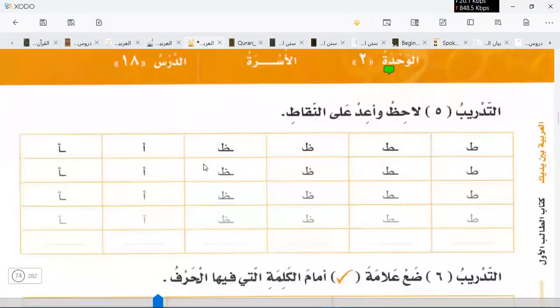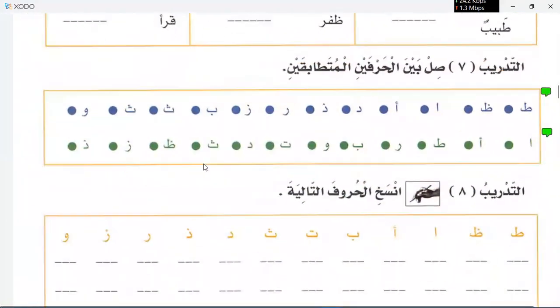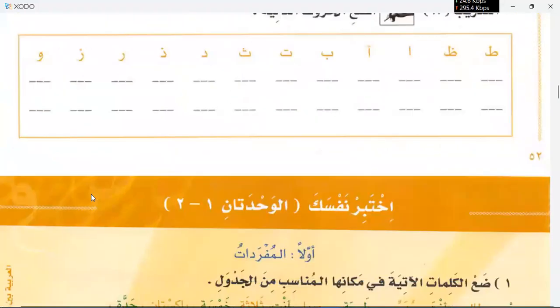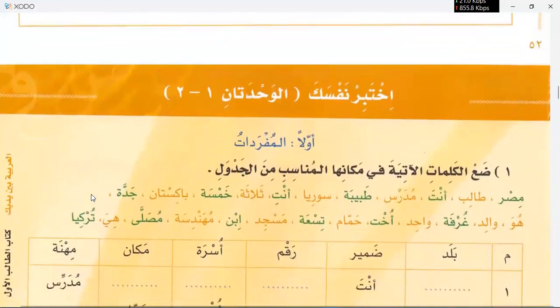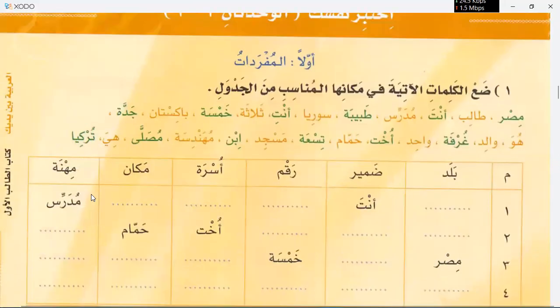You will pass your pen on these as well. No need to do this one. No need to do this one. Here you will practice this writing. So here, until Zal, these letters will touch the line, but they will not go below the line. But Ra, Za, and Vau, half of it will be below the line. Here we completed this unit as well, Alhamdulillah, which is the second unit.